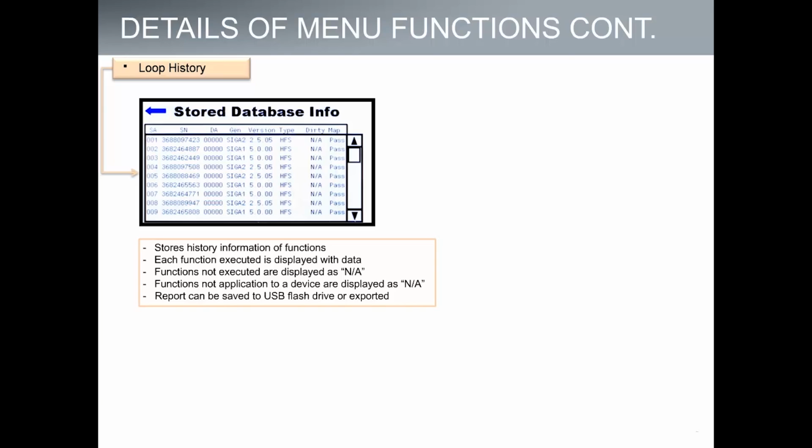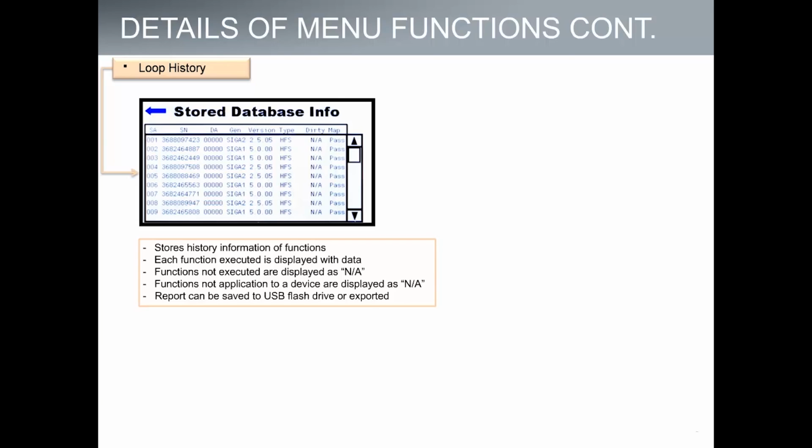Loop history. The loop history function takes the user to the stored database screen. This screen shows the device information stored in the memory of the SIGA-HDT. If no actions, such as initialize or map analysis, have been performed previously, no data is displayed in the database. The following data would be populated for each device if the functions below were performed.